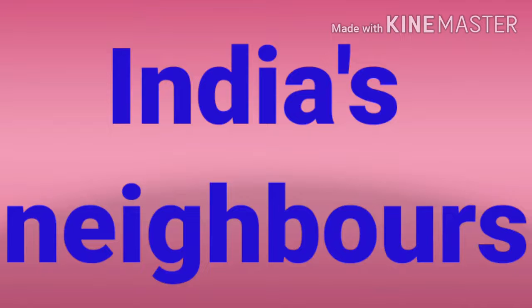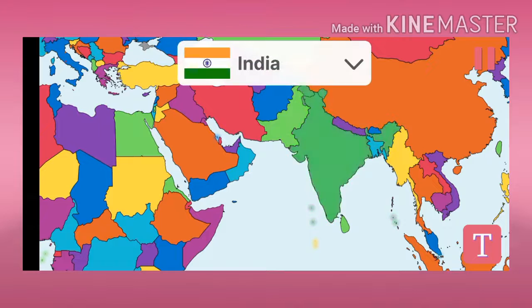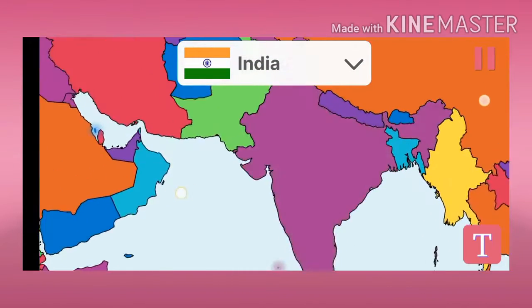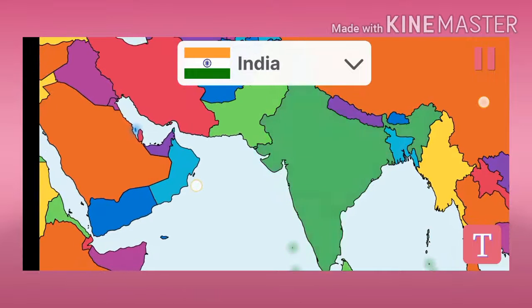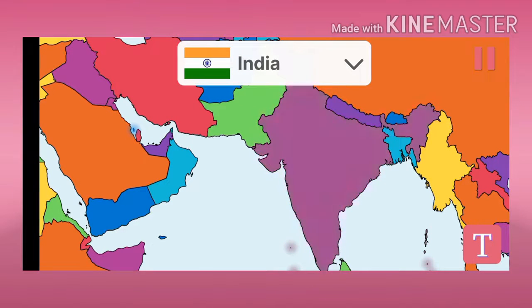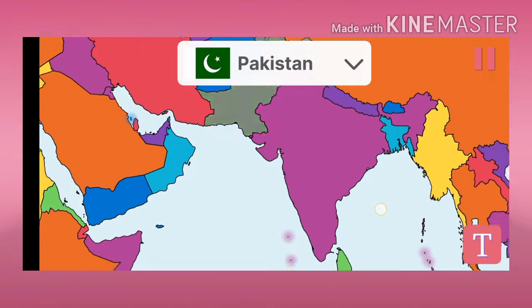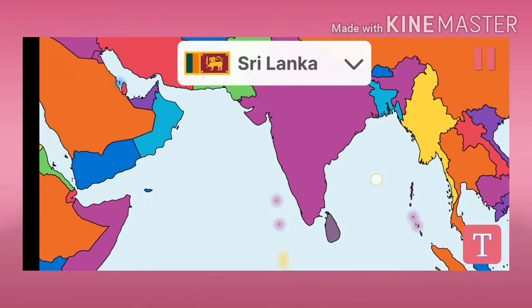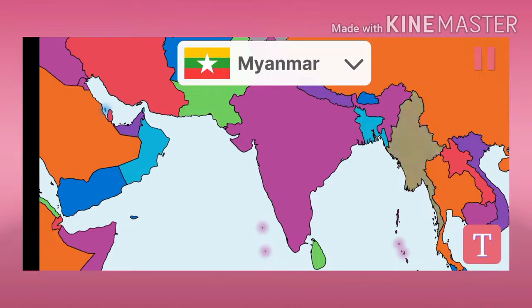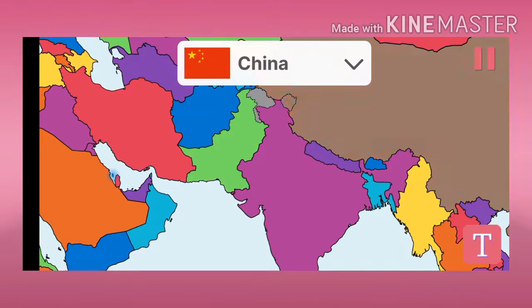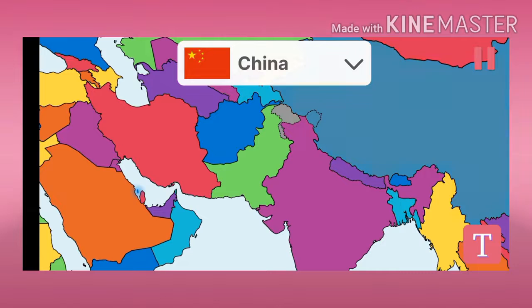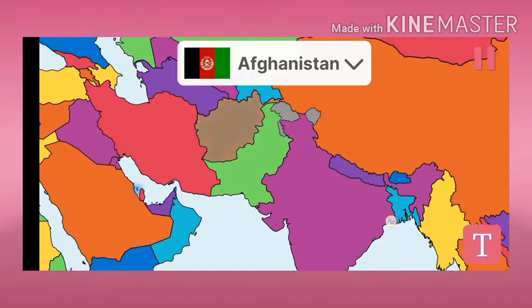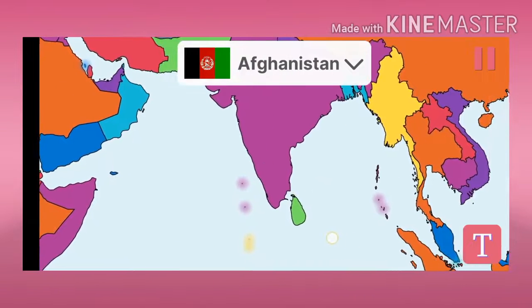Now let's see our next topic, India's neighbors. India has an important strategic position in South Asia. It has 28 states and 8 union territories. India shares its land boundaries with Pakistan and Afghanistan in the northwest, China, Nepal, and Bhutan in the north, and Myanmar and Bangladesh in the east. Two island countries, Sri Lanka and Maldives, lie to the south of India across the Indian Ocean. All these countries are part of the Indian subcontinent.